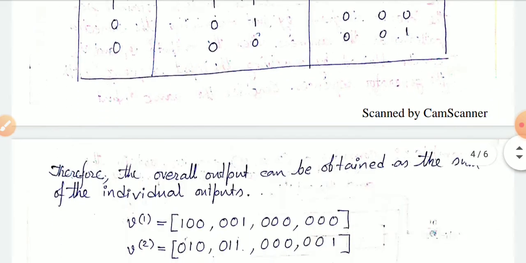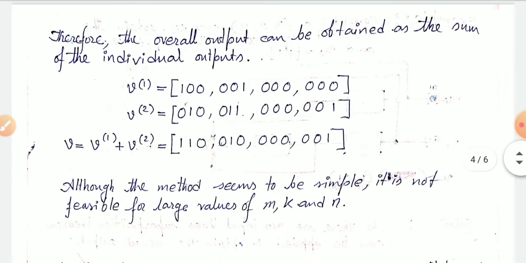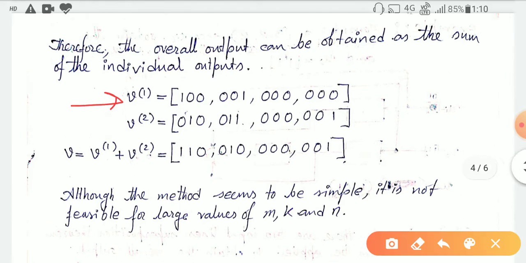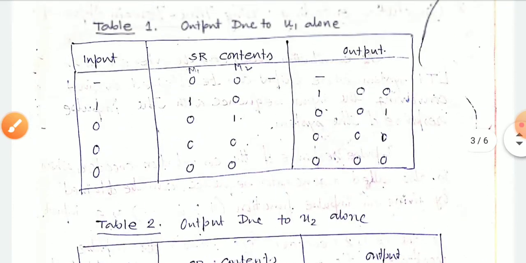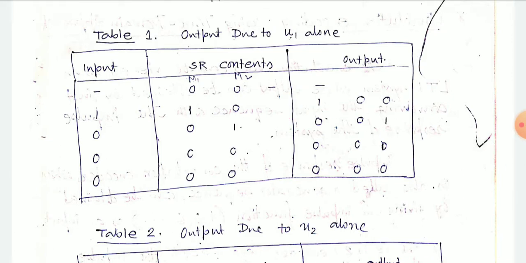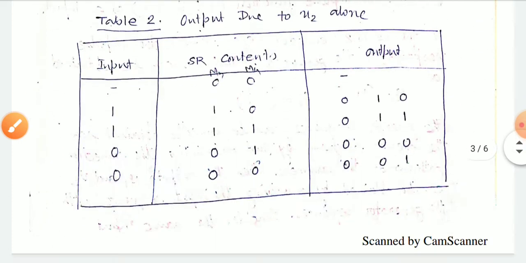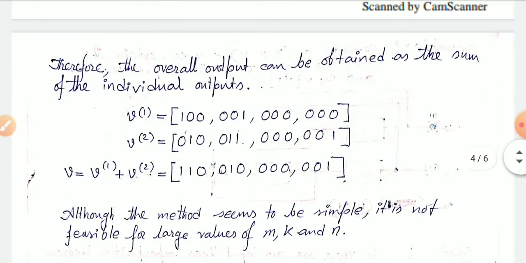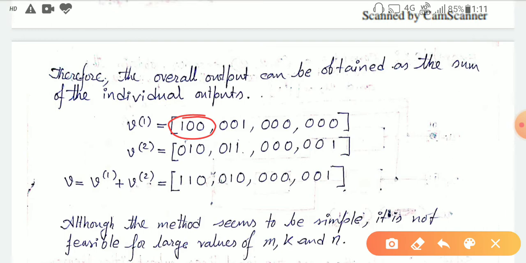Now if you add between them, that is the mod 2 addition, due to u1 the output is defined as 100, then 001, then 000, then again 000. So here also it is defined as such: 100, 001, 000.